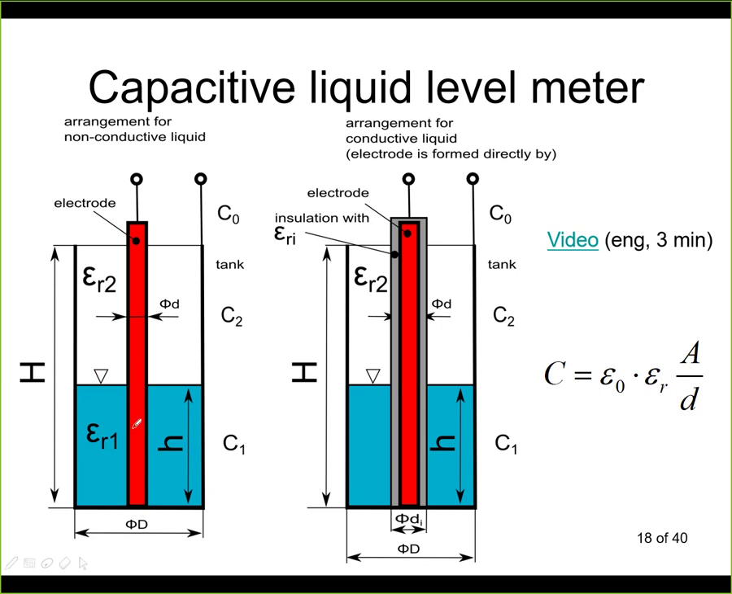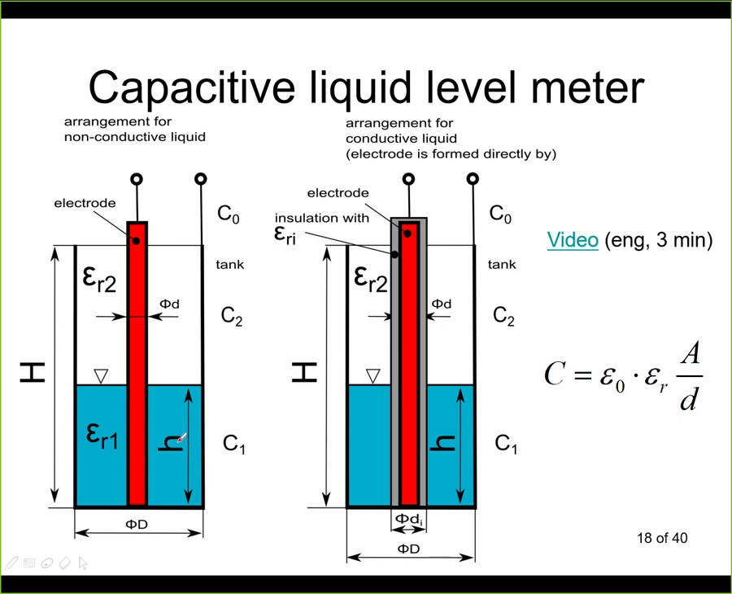In this case, those electrodes are cylinders. So here in the middle we have one cylinder, that's one electrode, and here the second electrode is the tank itself. Now the formula will be a little bit different, but still the same logic will apply. The capacity that we will calculate will depend on the material. Here we have the liquid, which has some epsilon r1. Here we have a gas, air, which is epsilon r2. So this is what is changing.